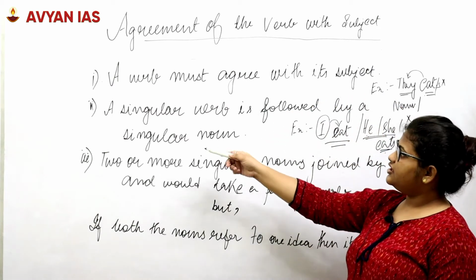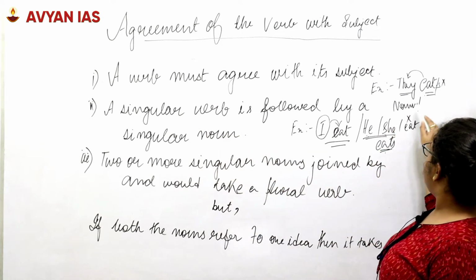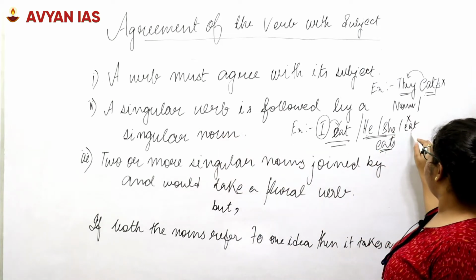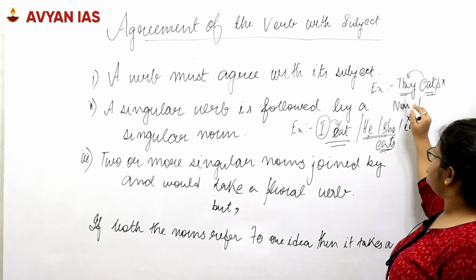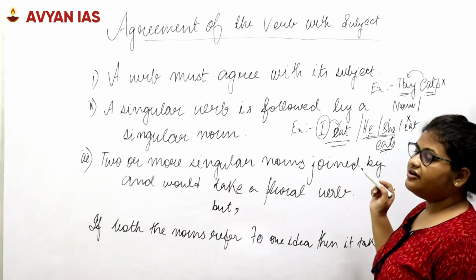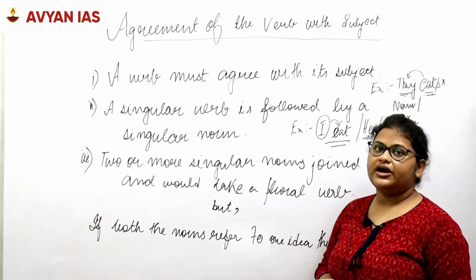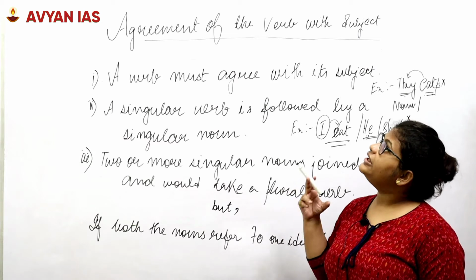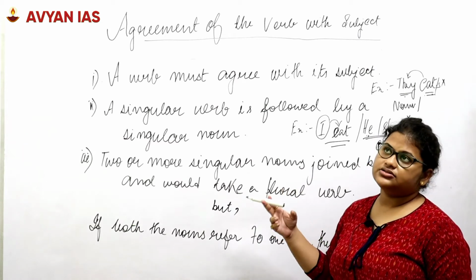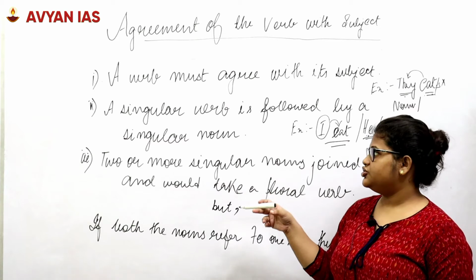So as we have seen, this is the singular verb dealing with a singular noun, and a plural verb dealing with a plural noun. Now there are a number of rules which we need to know while we are trying to make correct sentences, showing that the verb must agree with the subject.